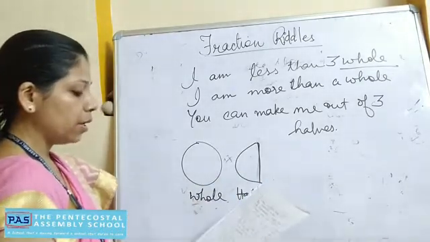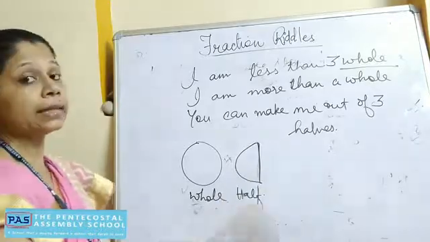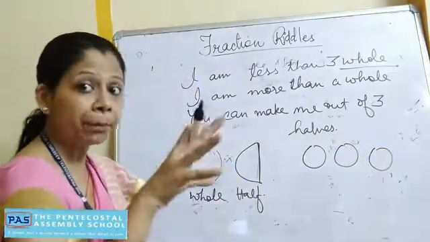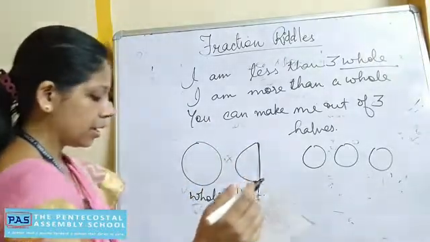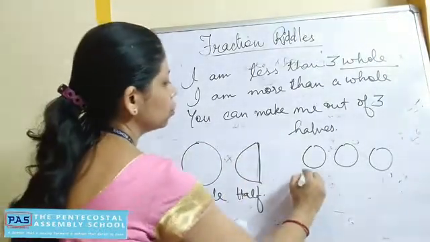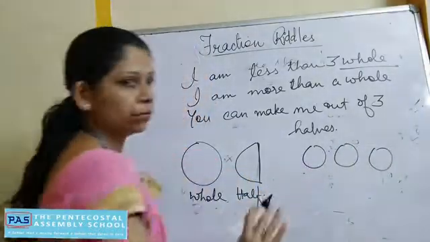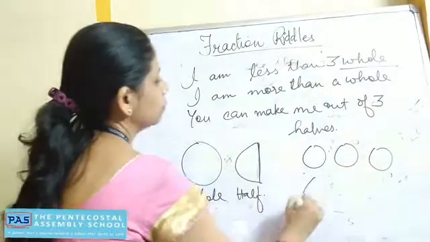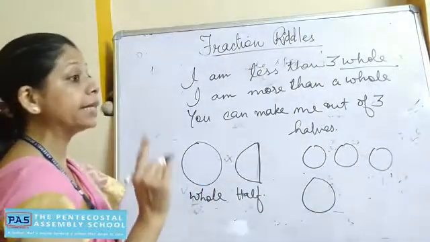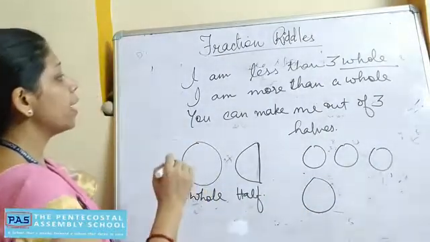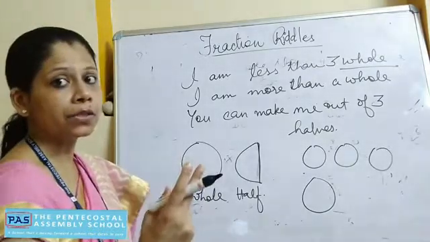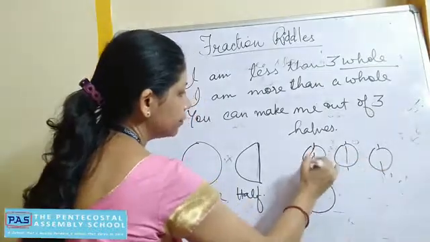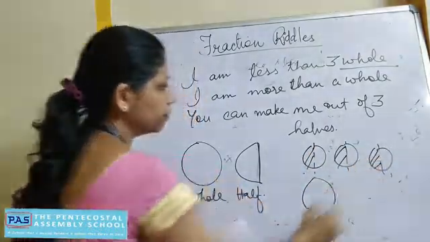Clear? Now it is saying I am less than 3 wholes. So these are 3 wholes, 3 complete things. So it is less than this. I am more than 1 whole, but less than 3 wholes. You can make me out of 3 halves. So now tell me, this is half, this is half, and this is half, isn't it?